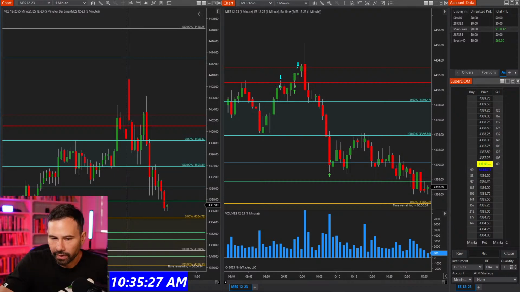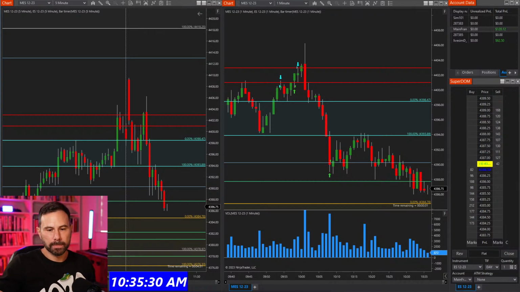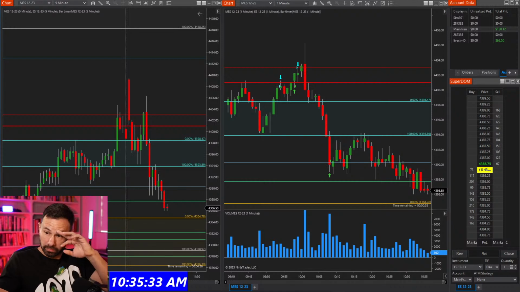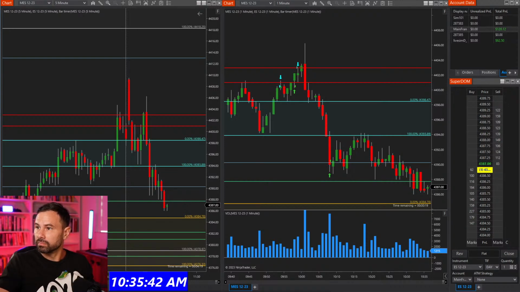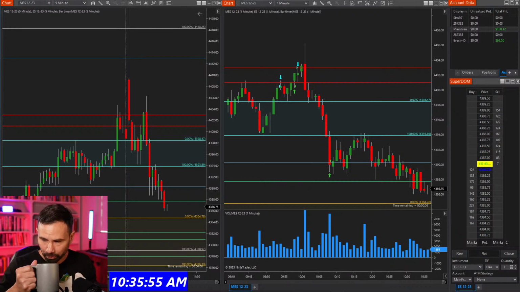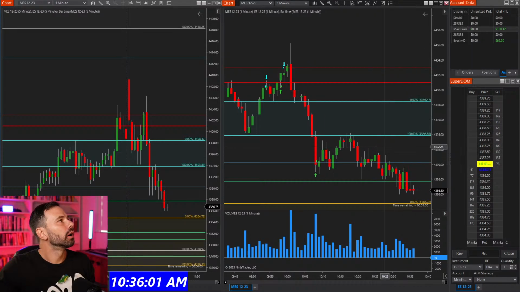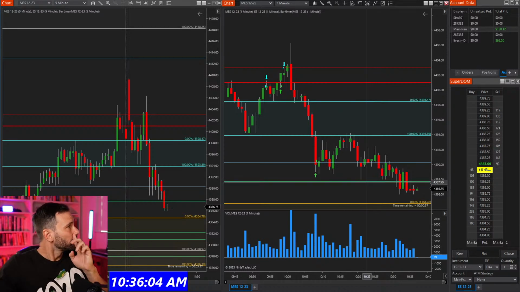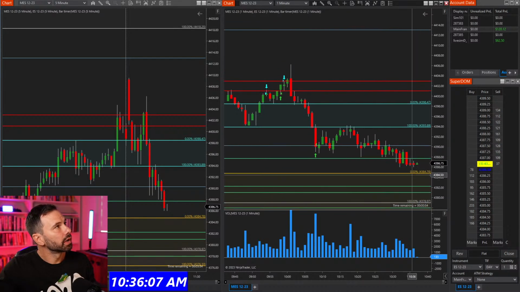All right, what do we have here? All right, so ES is below. It didn't bounce from this support. Now we are reaching the 85 level.